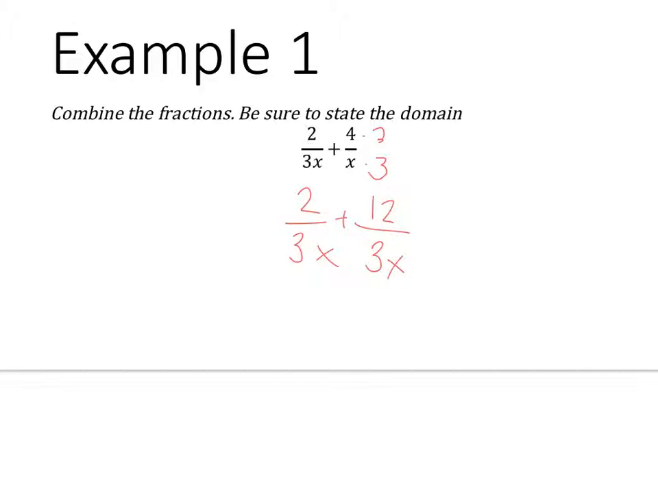So from this point, I keep the denominators the way they are, but then I do 2 plus 12, which is 14. And don't forget, we like to say our domain. So x cannot equal 0.